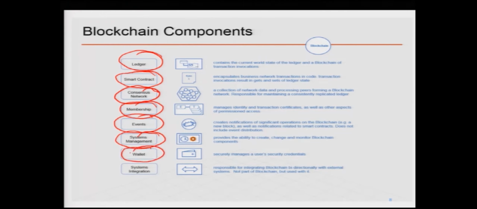User wallets: in this case, since we are not talking about a cryptocurrency blockchain, it's not about money in the wallet, but the wallet contains the user security credentials, which could be a digital certificate, or a username and password, or whatever the information is. And then systems integration is the integration with external systems, legacy systems that are not participating directly in the blockchain. So in a blockchain like Hyperledger, these are the components, with very well defined and different roles and responsibilities, which is quite different from the blockchains that we have seen so far.